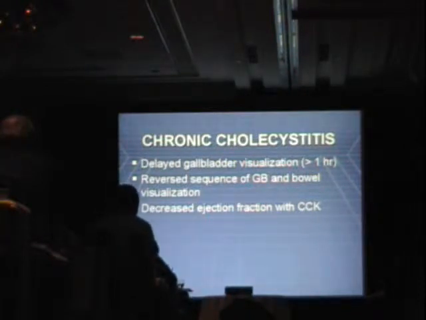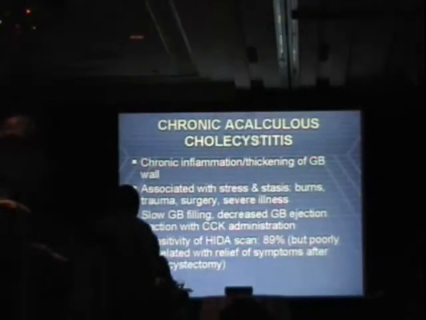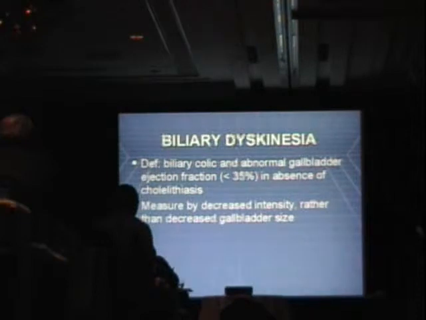I said gallbladder, they'll have bowel first, and then give CCK ejection fraction. You're missing the comparative image here, but morphine was given at the very end, and there's the gallbladder very nicely right there. Chronic acalculous cholecystitis has chronic inflammation, thickening the gallbladder wall, usually associated with stress, surgery, with CCK, and this with relief of symptoms after cholecystectomy.